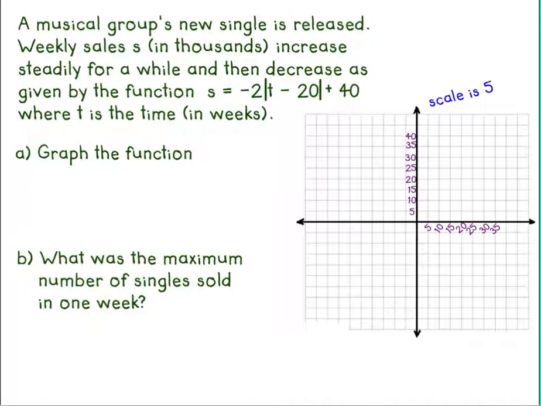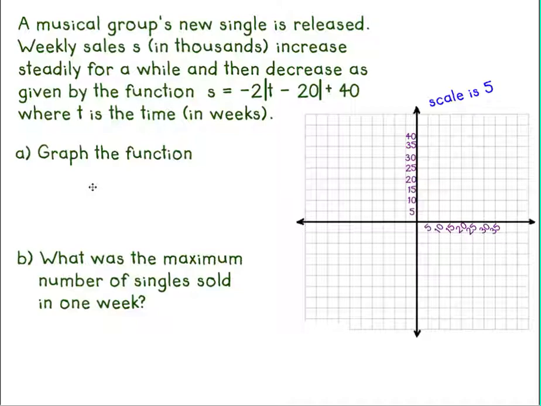All right, so next, you've got a musical group's new single is released, weekly sales S in thousands increases steadily for a while and then decreases as given by this function. Notice it does have a negative in front of it, so it's going to open upside down. And T is the time in weeks.